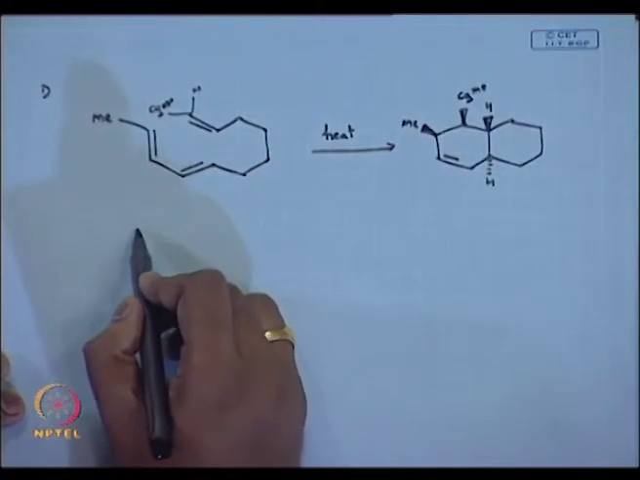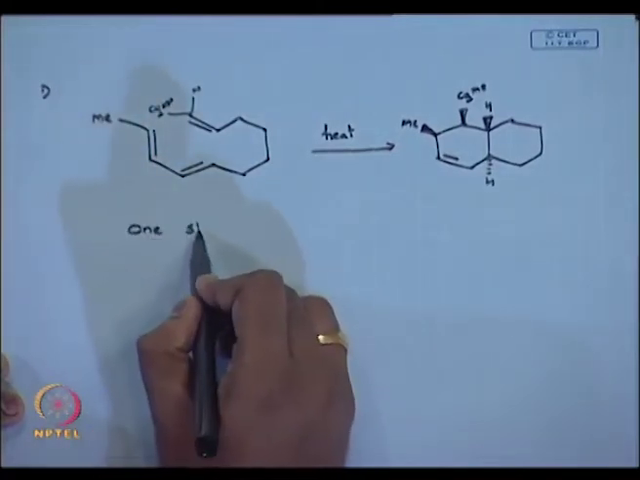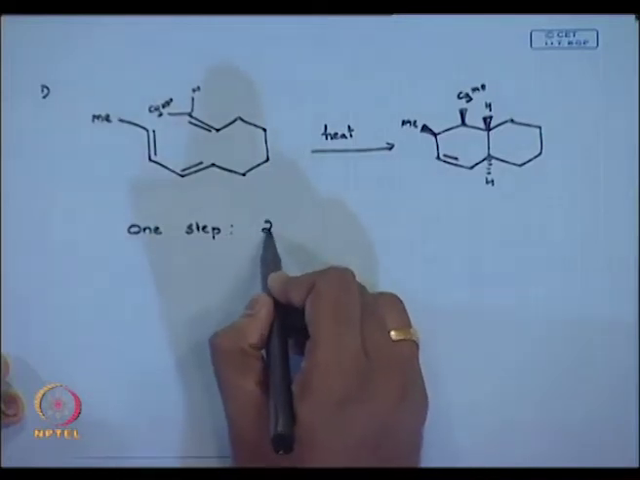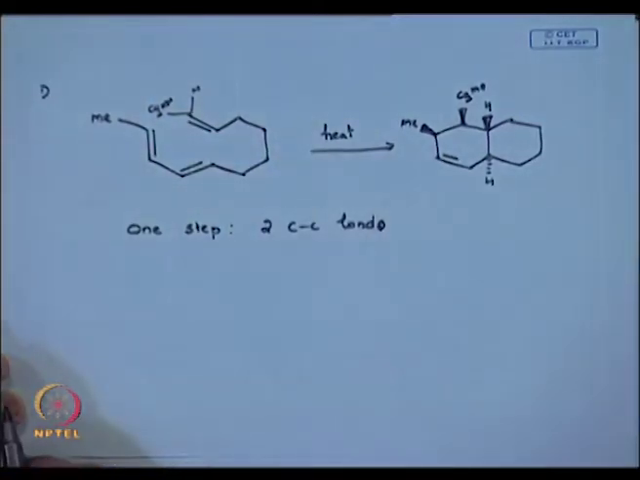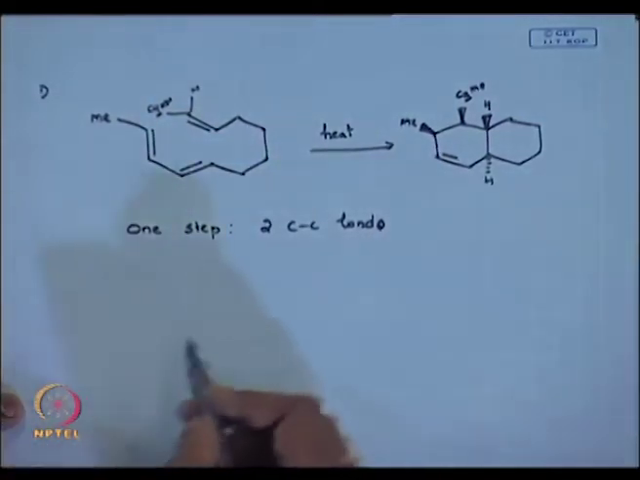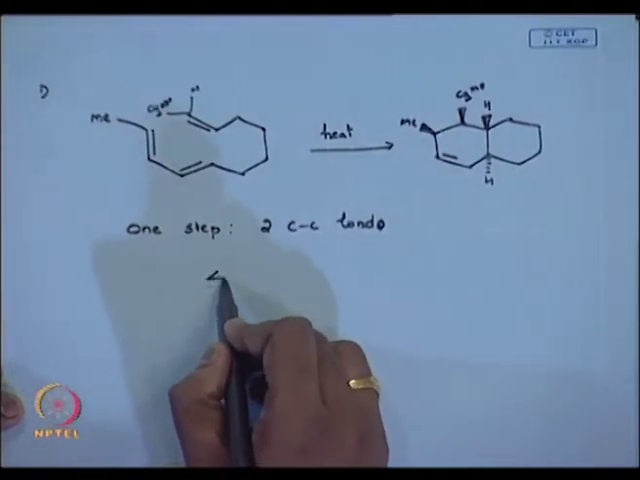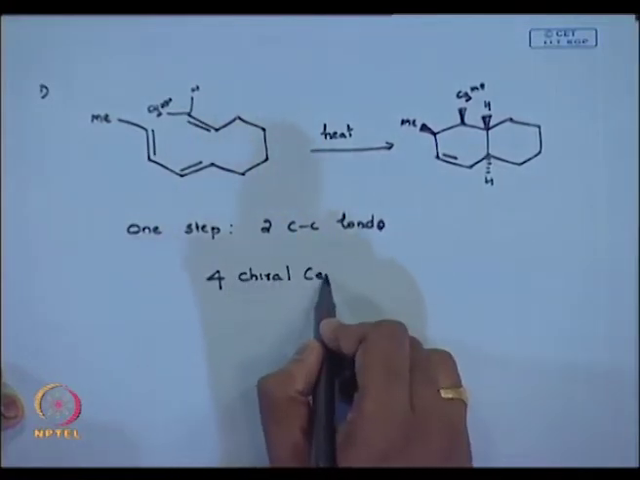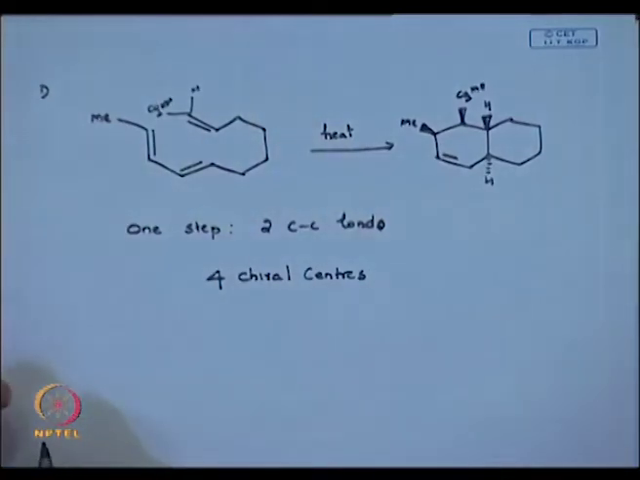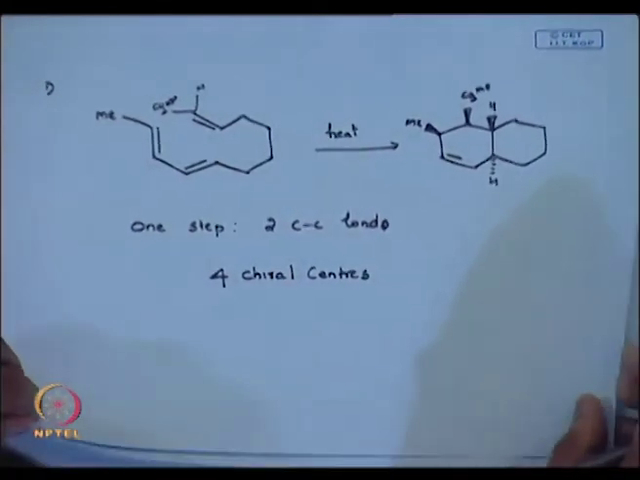So, this reaction is a one step, very nice reaction, where you are making 2 CC bonds and ending up with 4 chiral centers. That is very interesting. We will take another good synthetic application of your Diels-Alder reactions.